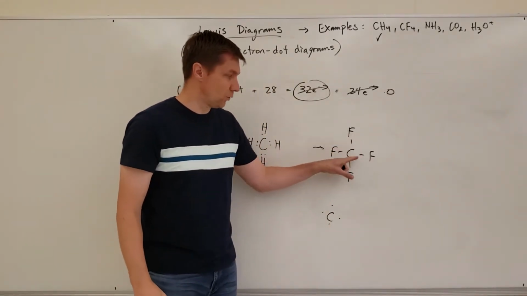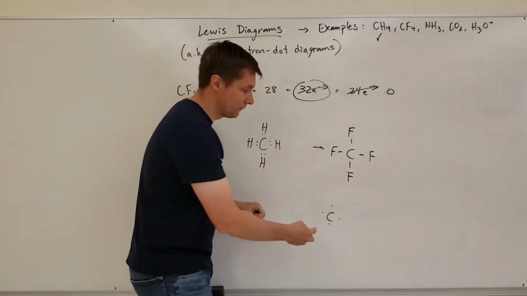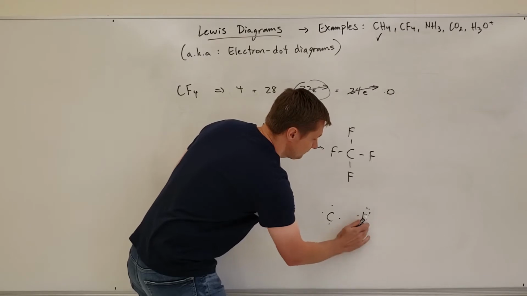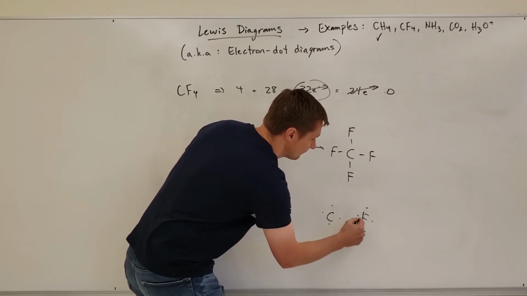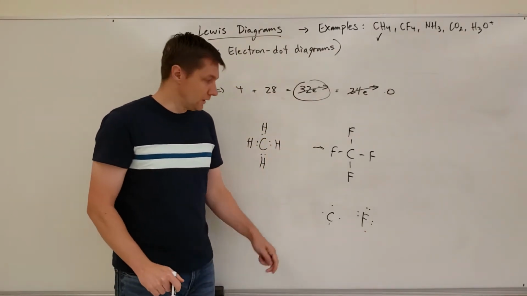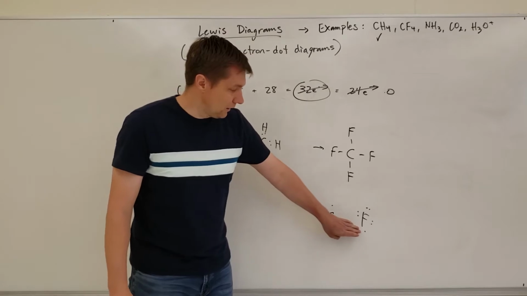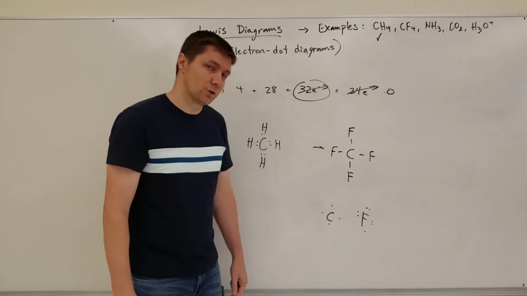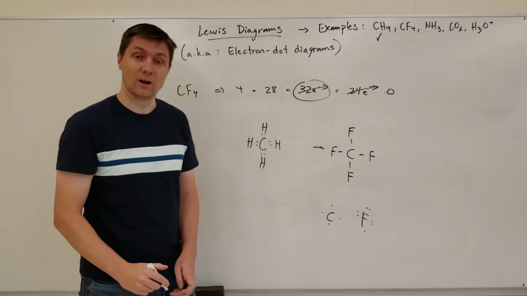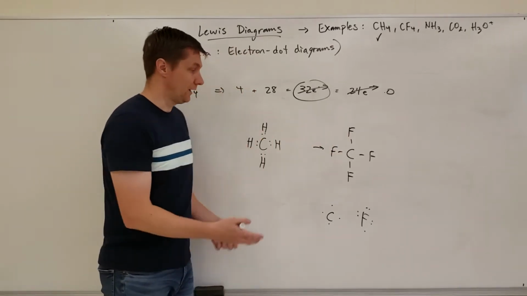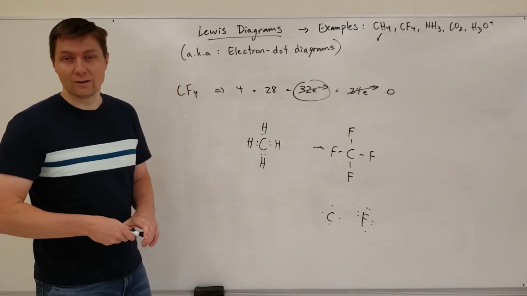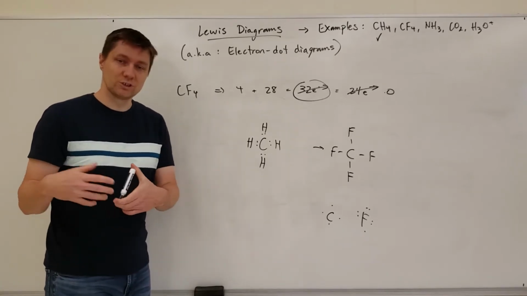4 bonding sites, 4 sticks around the carbon. And then for the fluorine, it's got 7 valence electrons, and so you can see that it only has 1 bonding electron. Again, only 1 bonding site, and so it should only have 1 stick coming off of it. In this case, it does, and so I know I'm good, and those diagrams are accurate. So that's how I would use Lewis symbols to confirm what I'm doing.